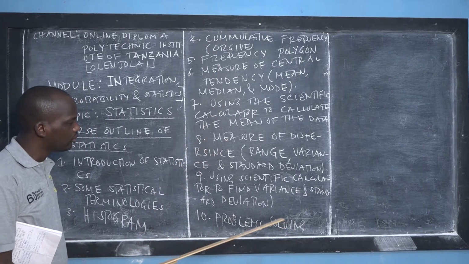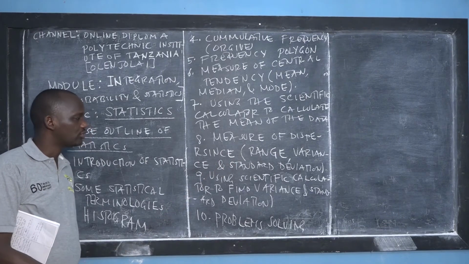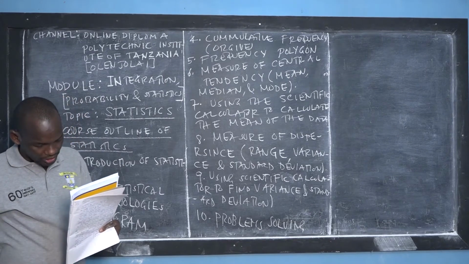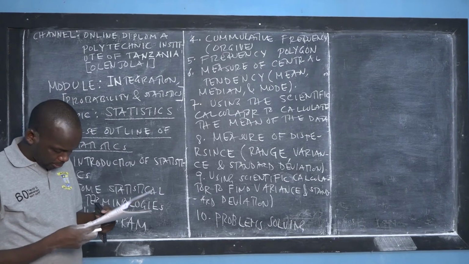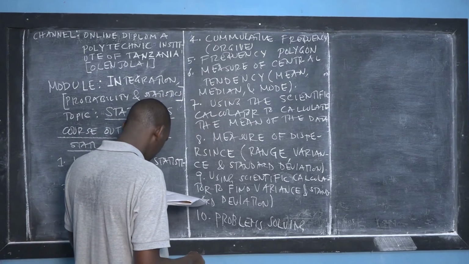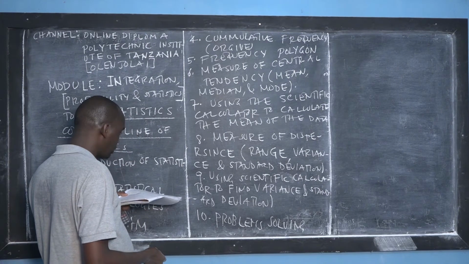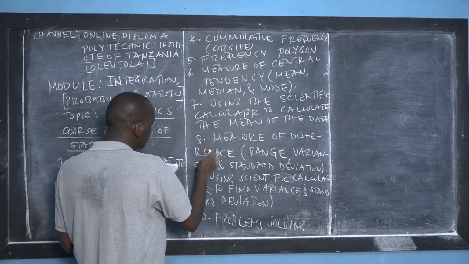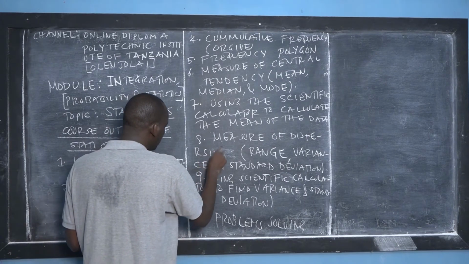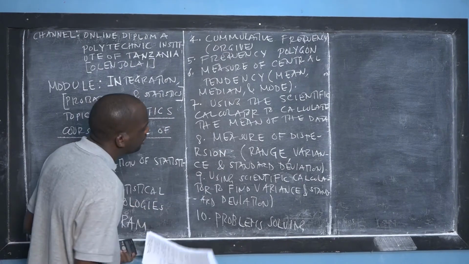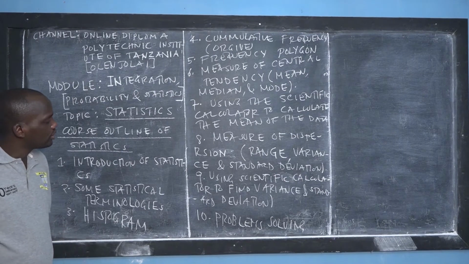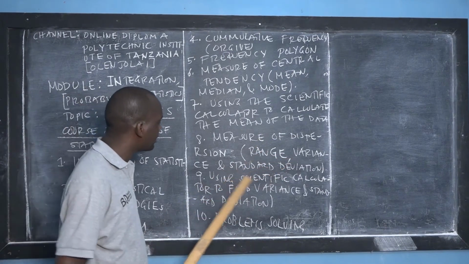Also, that won't be enough. We have to build a good foundation on measure of dispersion. Okay, measure of dispersion. I'm sorry, I think I made a mistake there. Let me check the spelling. Measure of dispersion. Yes. Thank you very much. Measure of dispersion. There we find three important terminologies: we call them range, variance, and standard deviation.